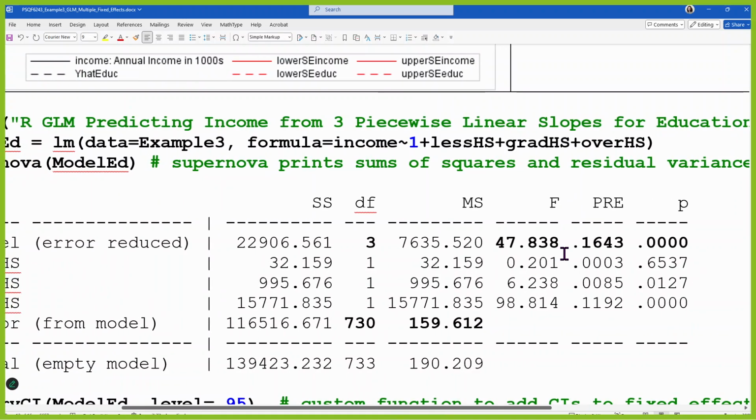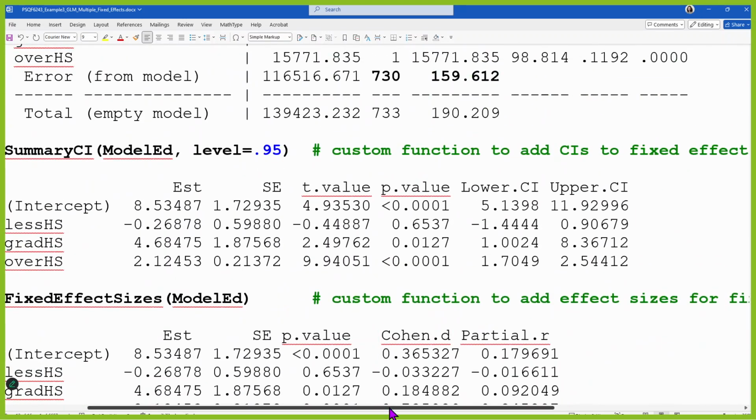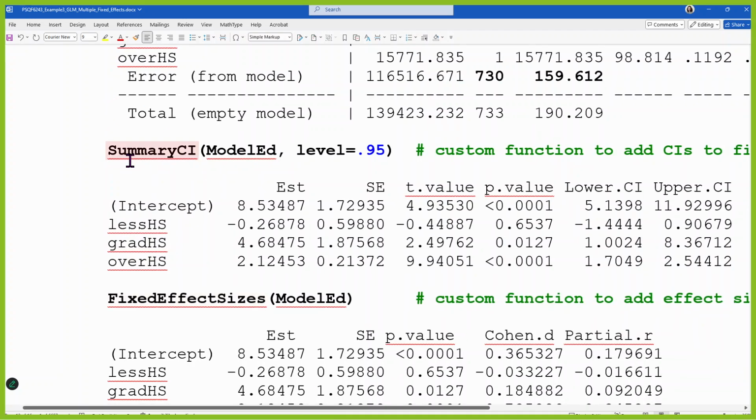So this tells us 16% of the variation in income is related to education according to this model. So a lot higher than when we had a single linear slope. That is significant. Yay. All right. So then I get to my custom functions. This function takes the fixed effects table that gets spit out by default, it adds confidence intervals to it, and it formats the p-value a little more nicely.